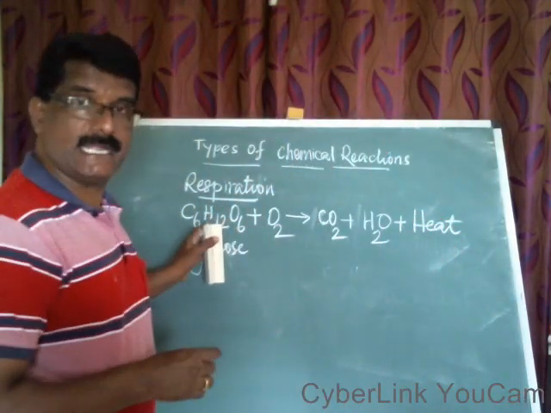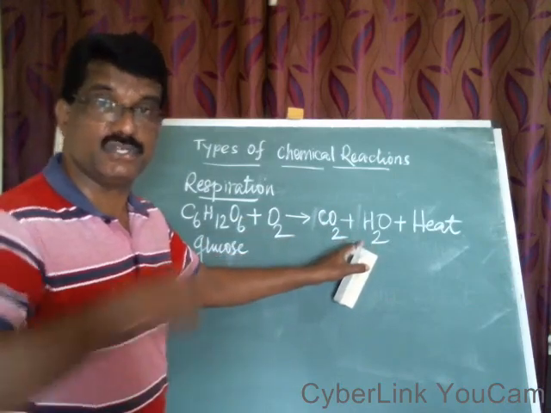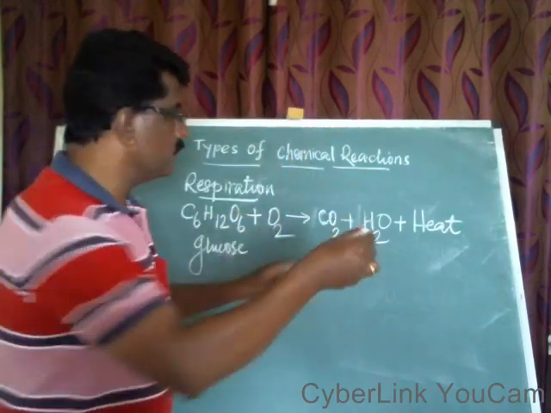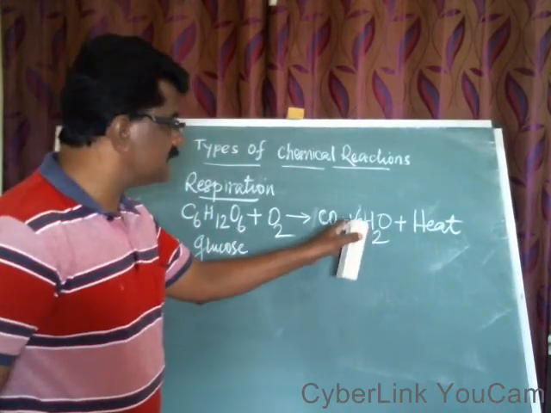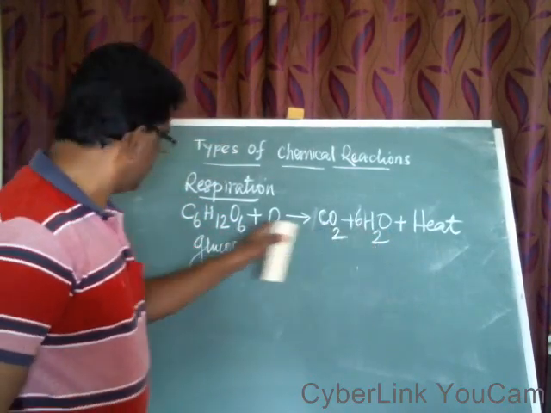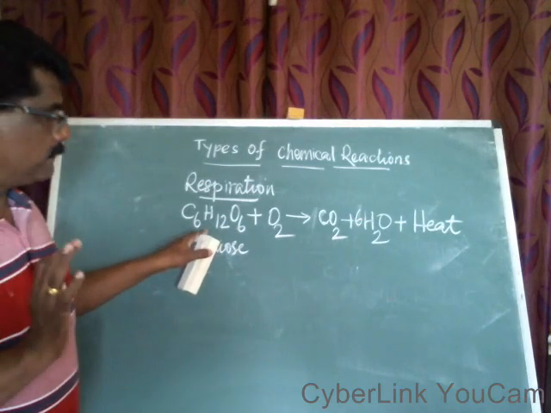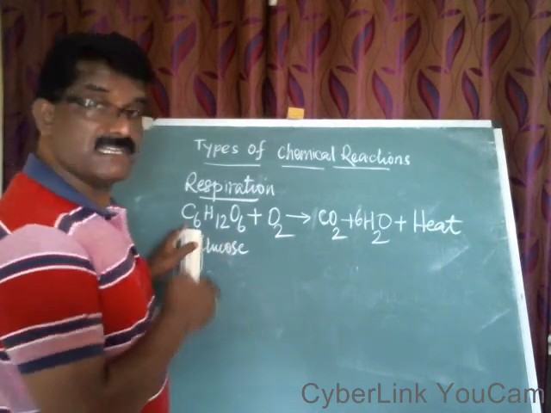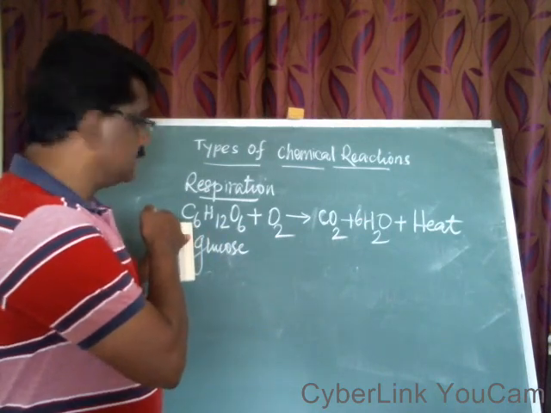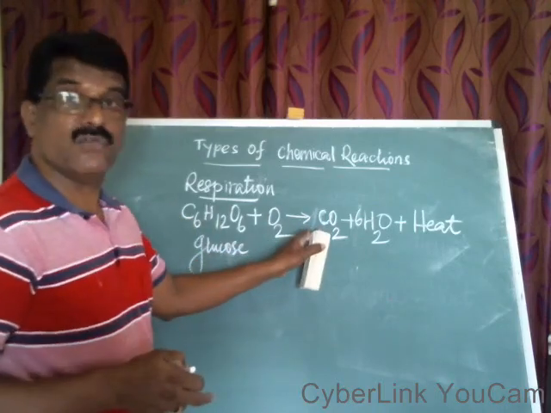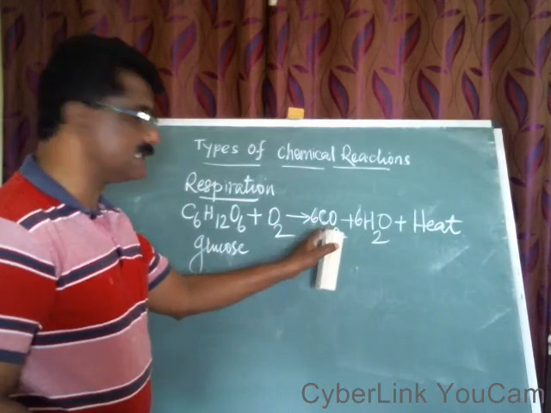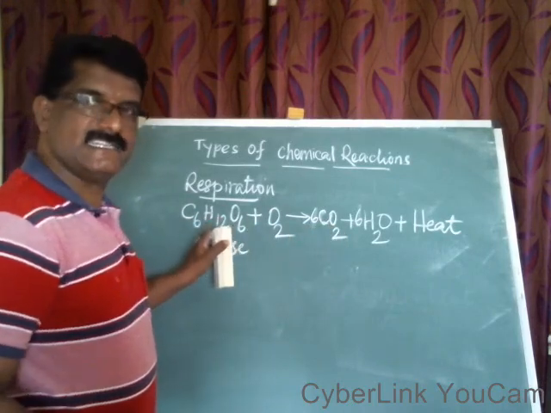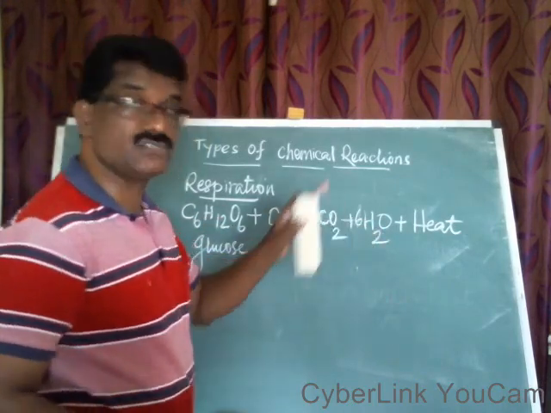Now here, 12 hydrogen, so we have to make it into 12. What shall we do? Put a 6 here. When you put a 6 here, 6 2s are 12. Here also 12. And next you see here carbon 6. 6 carbon are there, but here only 1 carbon. So let us put a 6 here. So carbon is 6, carbon is 6, hydrogen is 12, this side also hydrogen is 12.